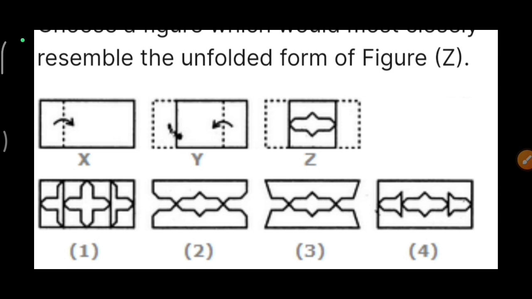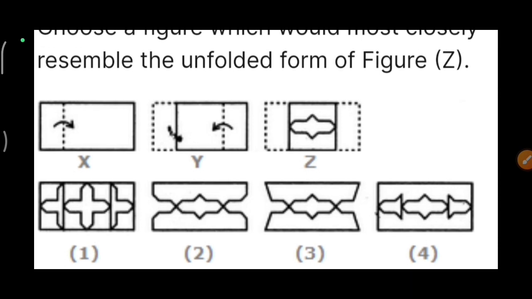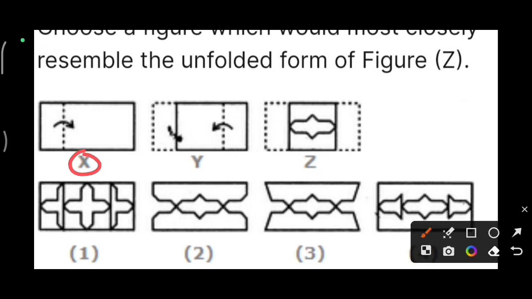The question is given like this: he is folding from here in the figure X, you can see he is folding like this, and later he is folding like this.